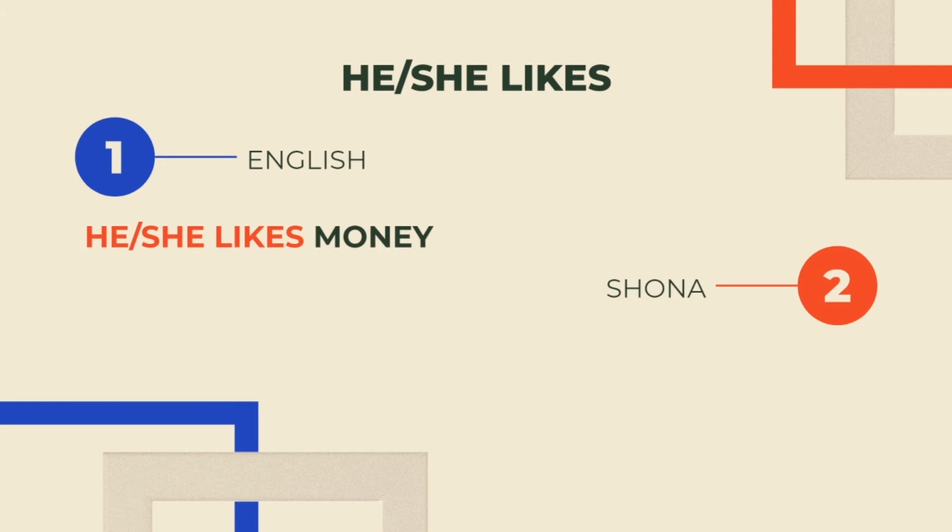Okay, another example. He or she likes money. We all like money, eh? In Shona that becomes anofarira mari. Money in Shona becomes mari. He or she likes, anofarira; money, mari. Anofarira mari. Okay, I hope that's understandable.